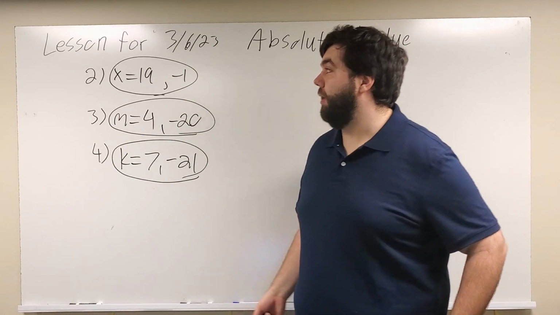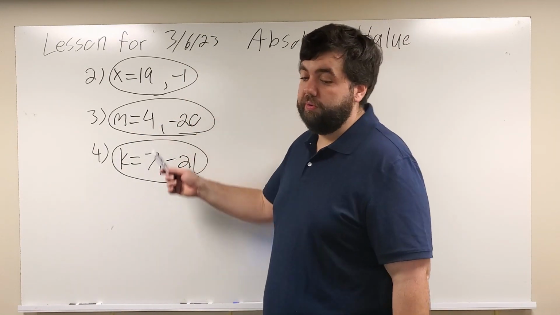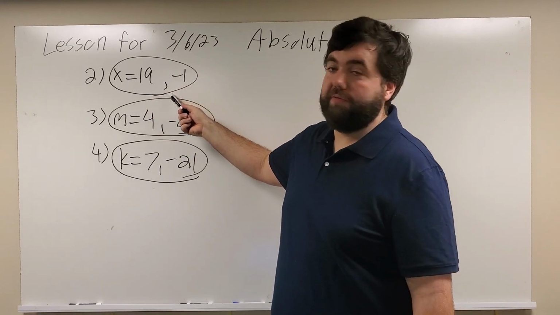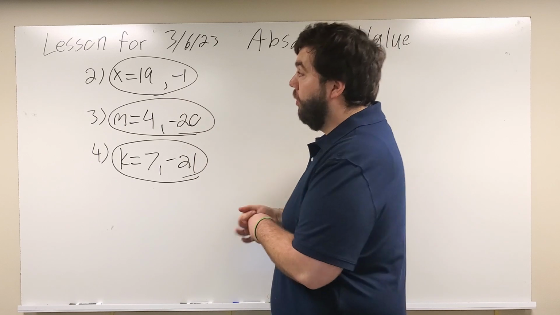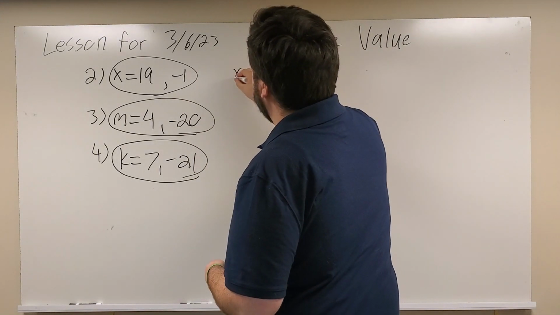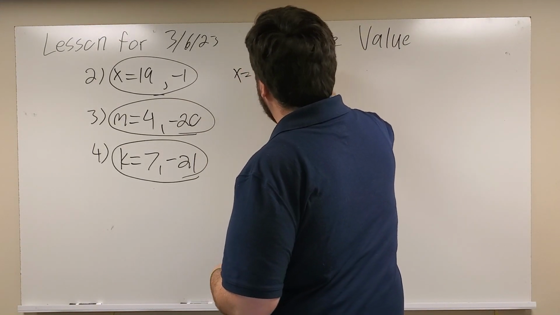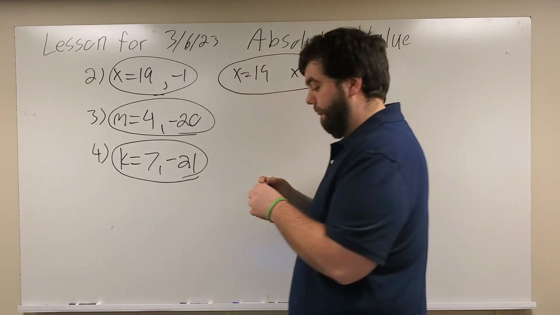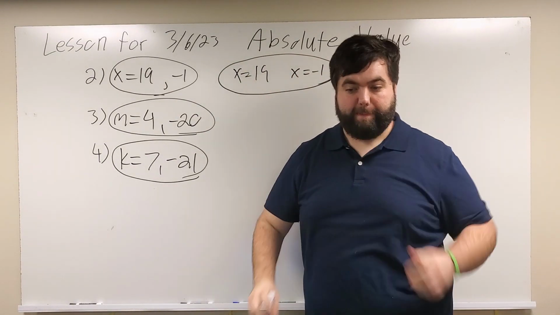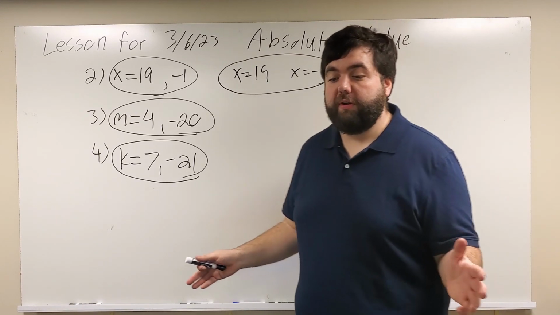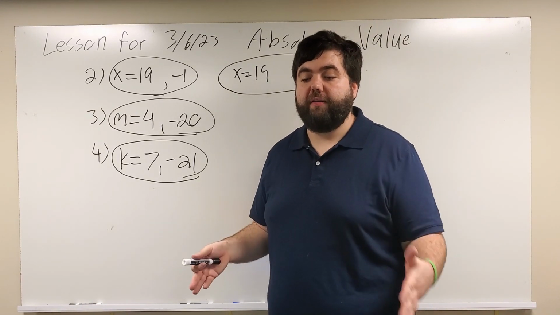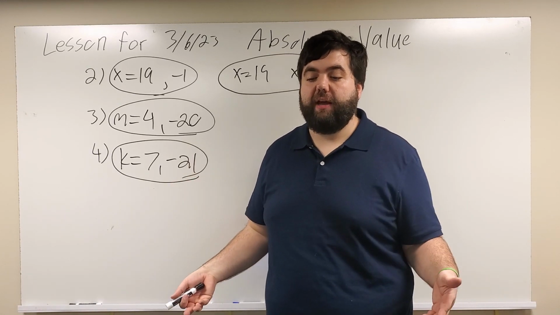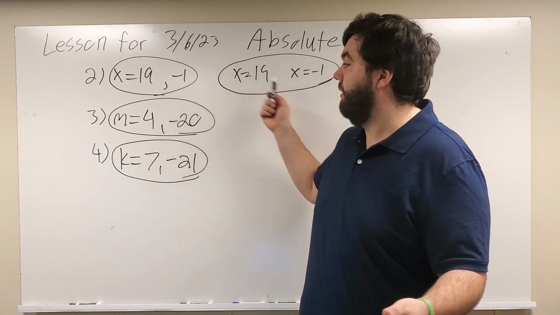Alrighty, hopefully you gave those problems a shot. For number 2, you should have found x equals 19 and x equals negative 1. You can write it like this, or you can write x equals 19, x equals negative 1, circle both of them. That is also fine. Let's talk about that real quick. What you do, it's already isolated. Set it equal to 10 and negative 10. Add 9 to both sides for both problems, you'll get 19 and negative 1.